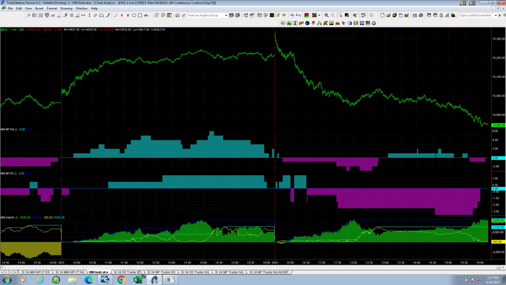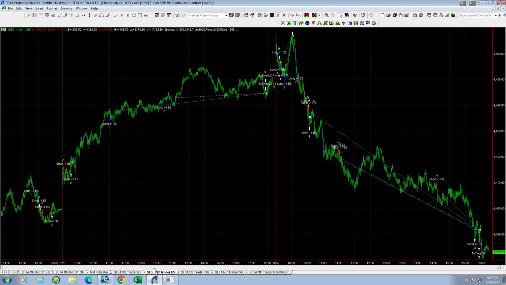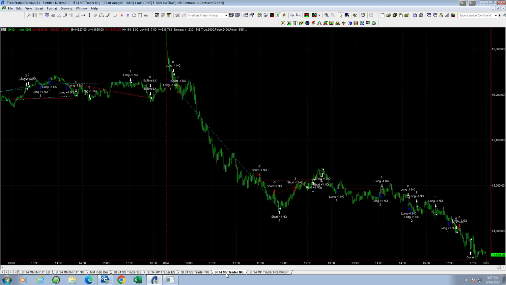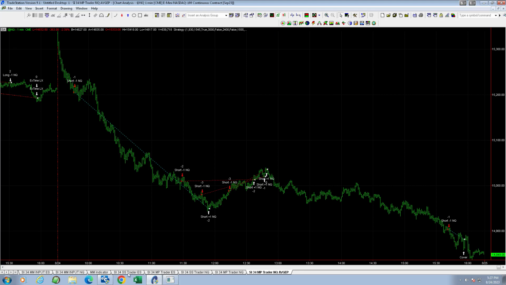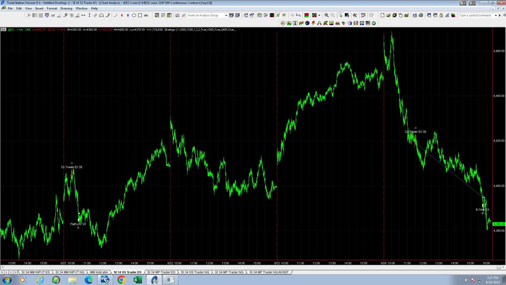We have 5 workspaces, 2 for the E-mini S&P and 2 for the NASDAQ, and this includes the signal strength trader for the S&P and the NASDAQ. And you can see it took a trade today in the S&P. This is a very conservative setup.